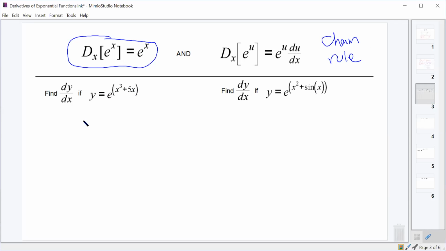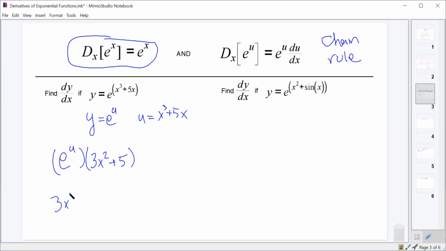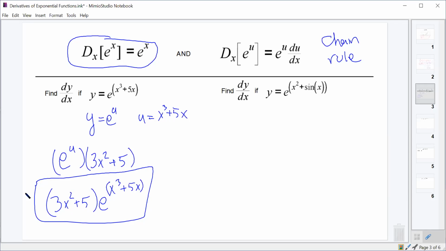So this right here is y equals e to the u, with u equal to x cubed plus 5x. So if I want the derivative of e to the x cubed plus 5x, it ought to be e to the u times the derivative of that, which is 3x squared plus 5. Or we ought to get 3x squared plus 5 times e to the x cubed plus 5x. Good or no? Good.